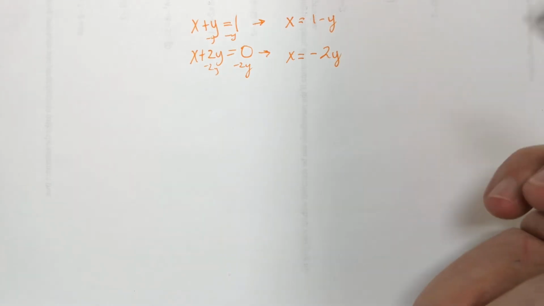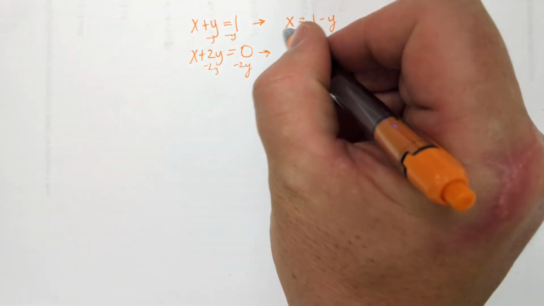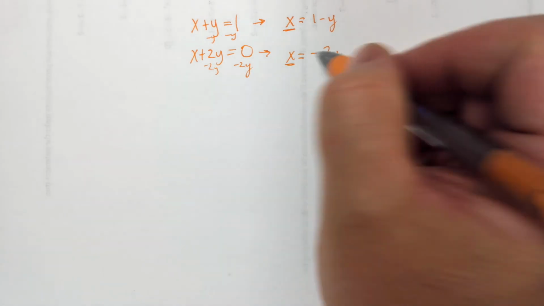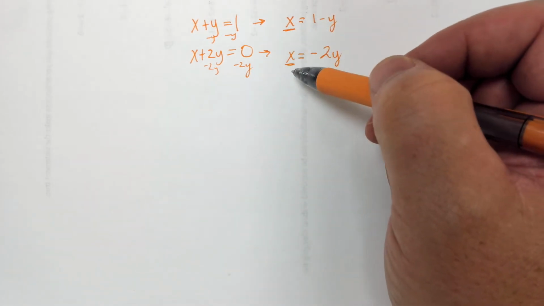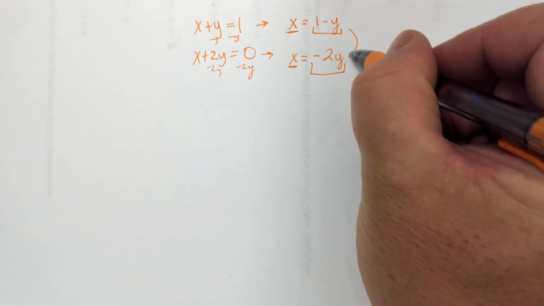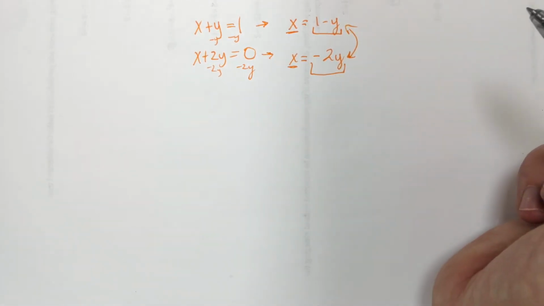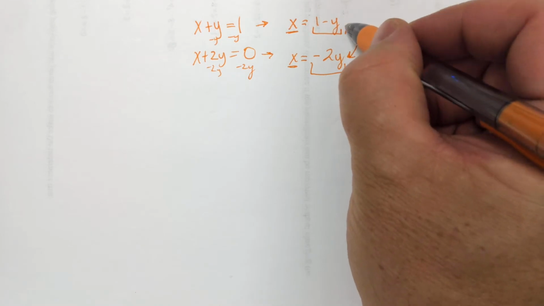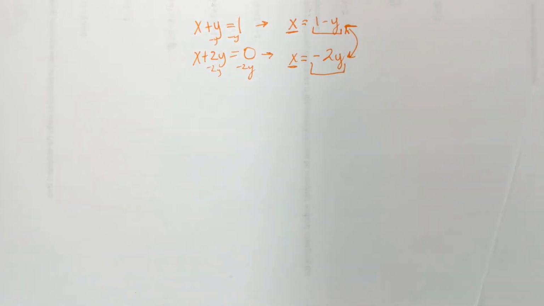Okay, so we're almost done. Do you see this is x and that's x? x is the same as itself. And since x equals this and x equals that, these two things are going to be equal. Whoa, back the truck up, right? Okay, watch.